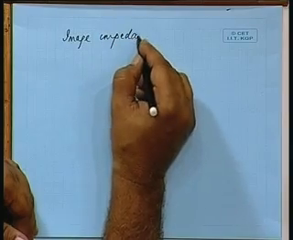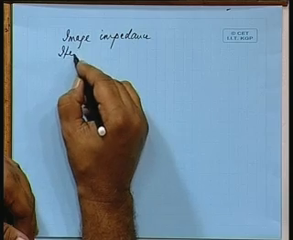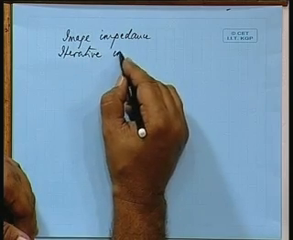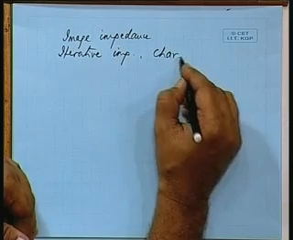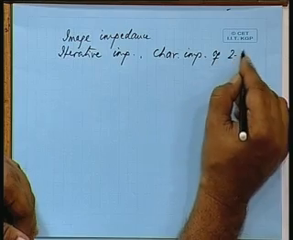Good morning friends. Today we shall be discussing about image impedance, iterative impedance and finally the characteristic impedance of a two-port network.